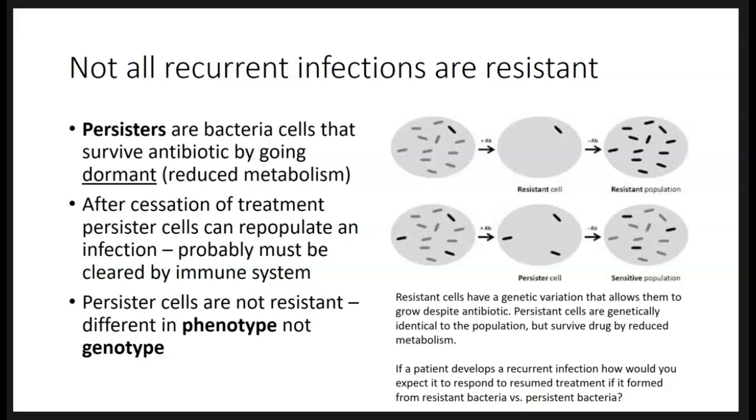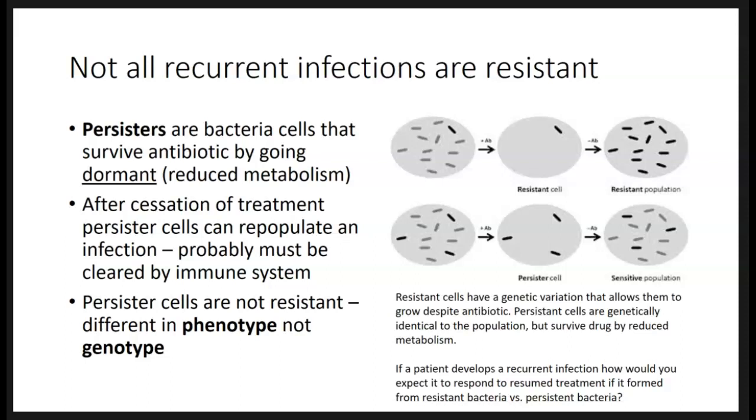However, some reinfections, where an infection comes back after an antibiotic treatment appears to work, are not caused by antibiotic-resistant bacteria. They're caused by persistent bacteria. Persisters are bacteria cells that survive antibiotics by going dormant. So if we look at a population of bacteria cells, even though they are genetically all the same, some of those bacteria cells have this reduced metabolism where they're not using energy as fast and they're not moving chemicals in and out of the cell quite as fast.